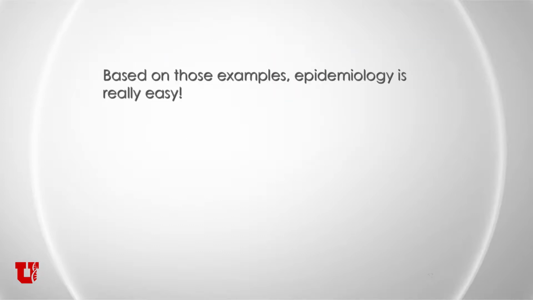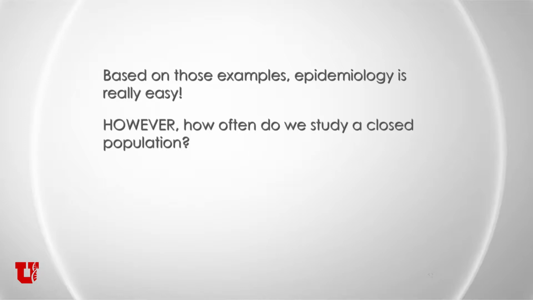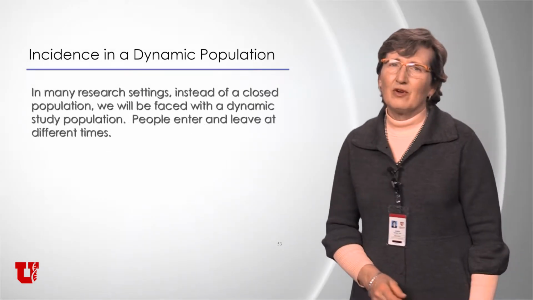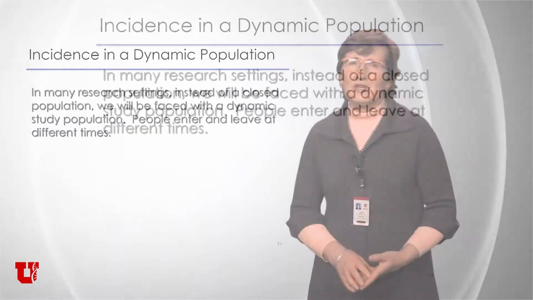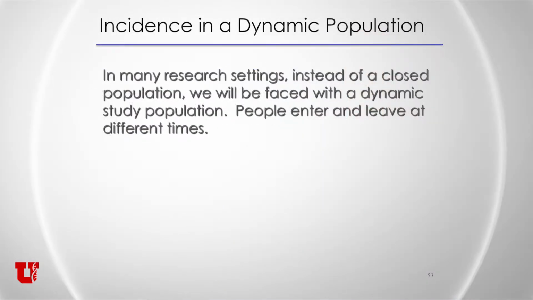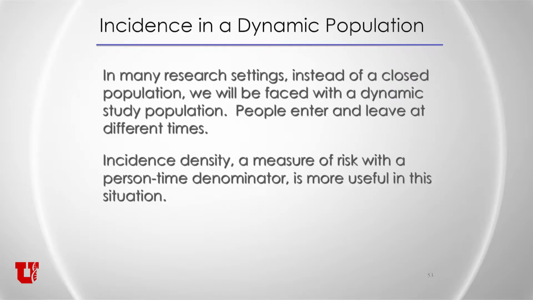So based on these examples, epidemiology sounds really easy, and actually the arithmetic, yes, is pretty darn easy. However, how often do we actually study a closed population? We really need to think about incidence in a dynamic population and how to measure that. In many research settings, instead of a closed population, we will be faced with a dynamic study population. People enter and leave our study population at different times. So this leads us to incidence density, which is a measure of risk with a person time denominator, which is more useful in this situation.